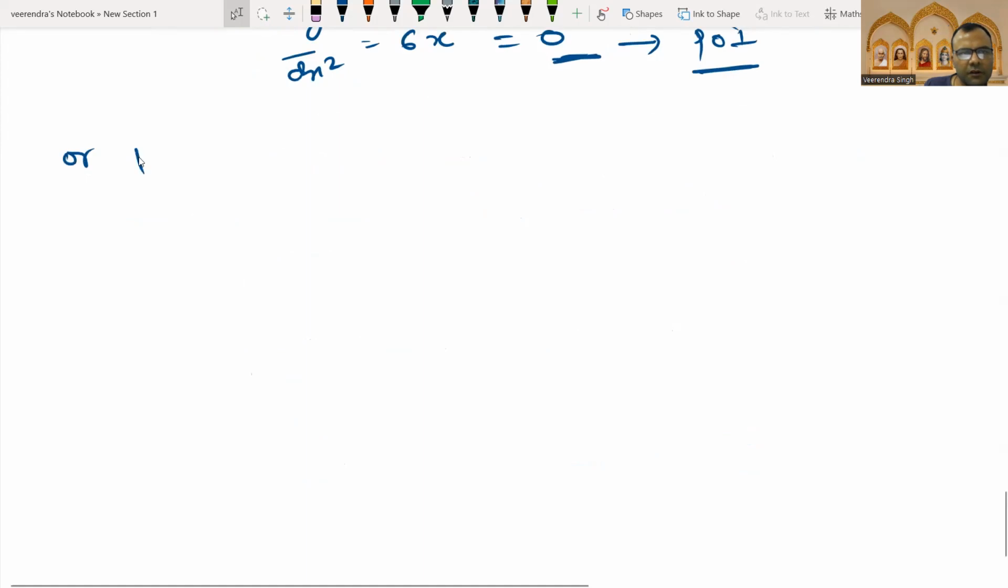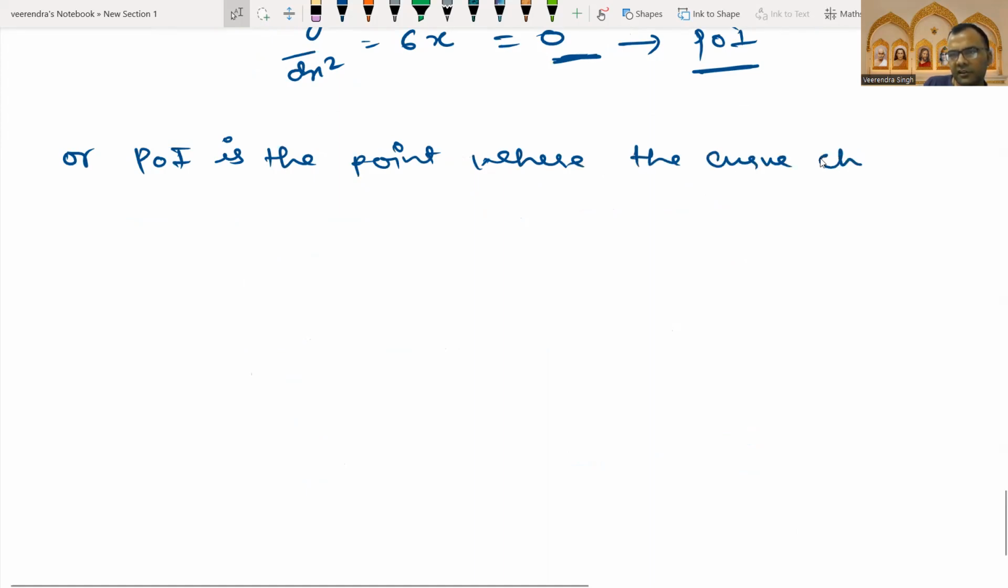Or point of inflection is the point where the curve changes its concavity. So what does that mean? It means that the curve will change its concavity. It will go from concave upward to downward, or concave downward to concave upward.